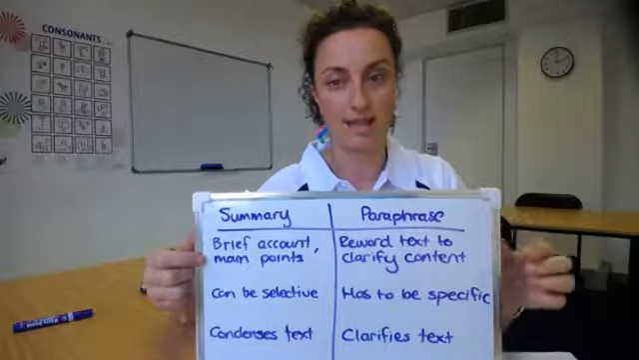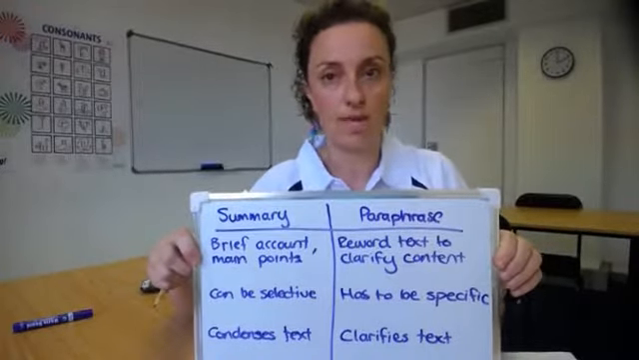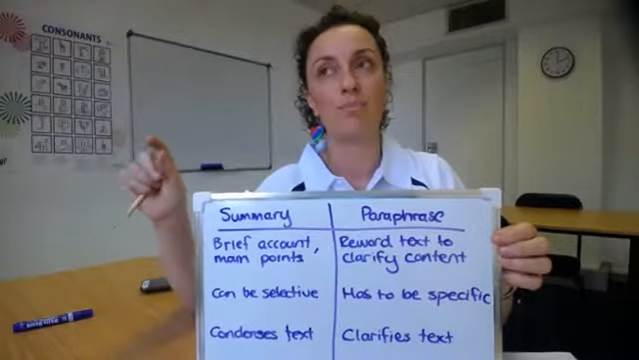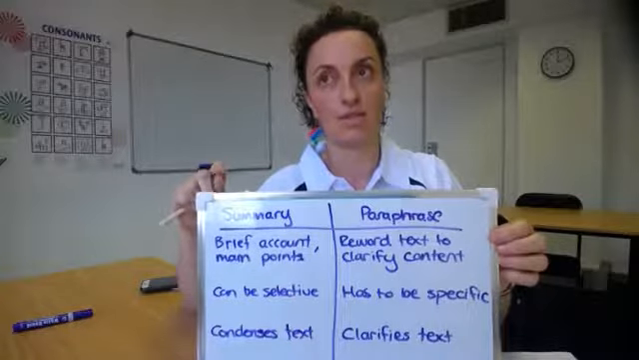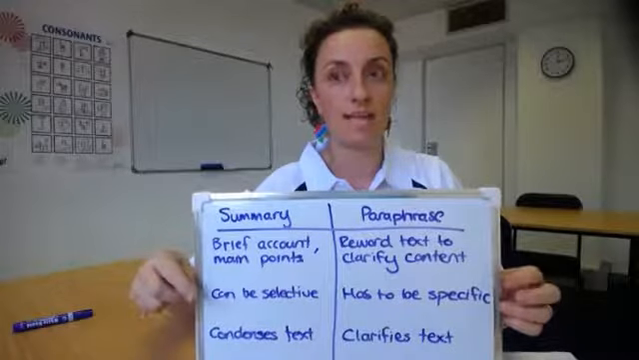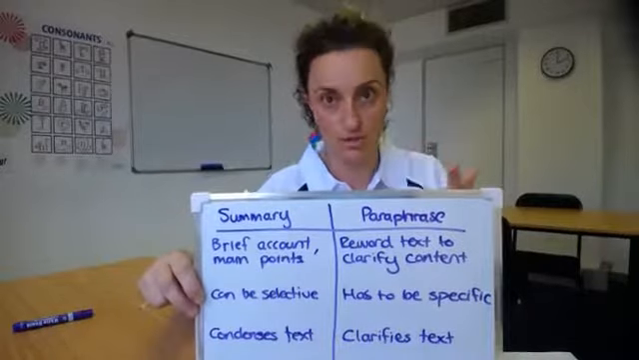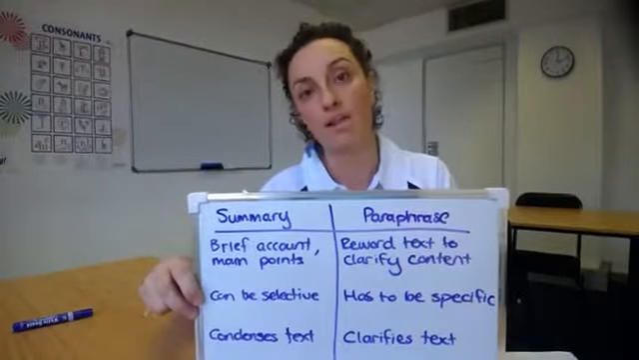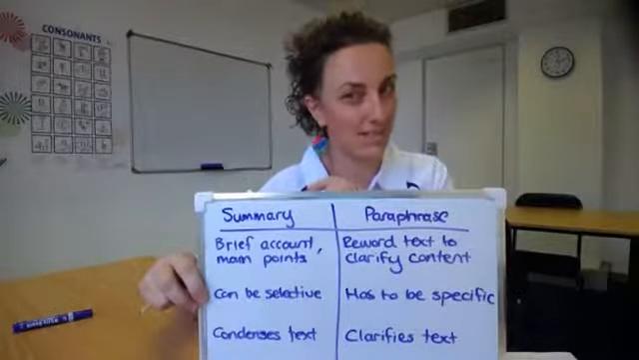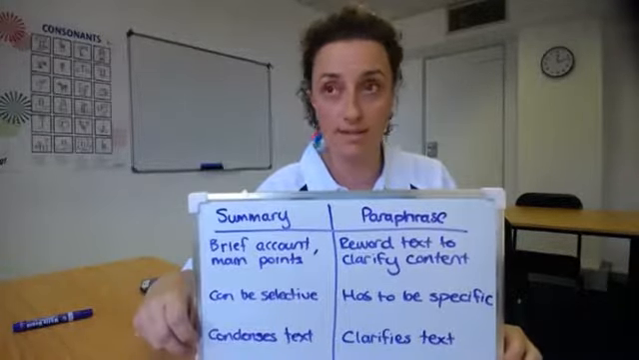Whereas with the paraphrase, it might just be a topic sentence, for example, of an essay that you need to rewrite. So you just reword that text to clarify the context, not necessarily to just shrink it down. A summary can be selective. In a way, it is selective because you are responsible for picking the main points of that text. So it is selective when the paraphrase has to be specific.